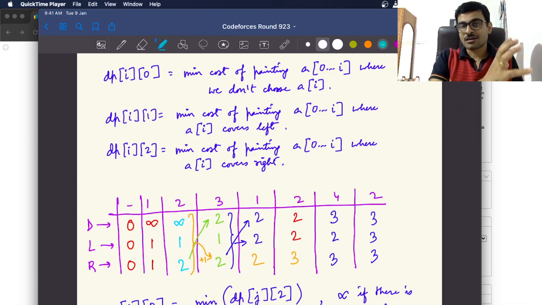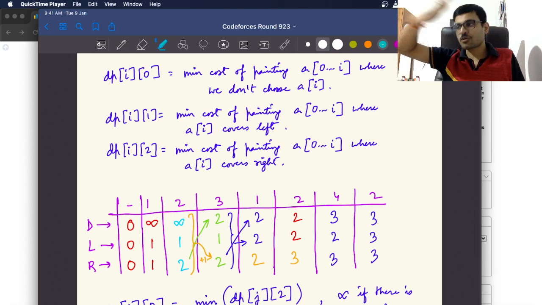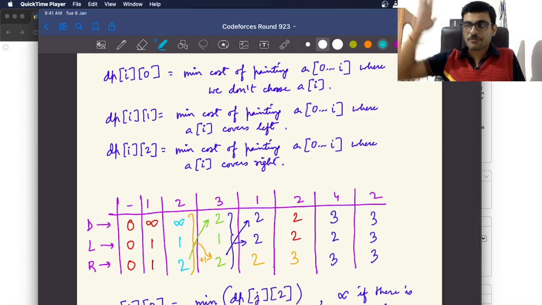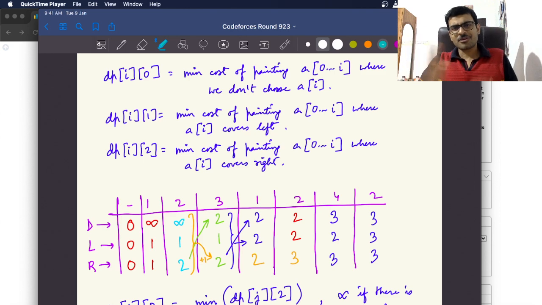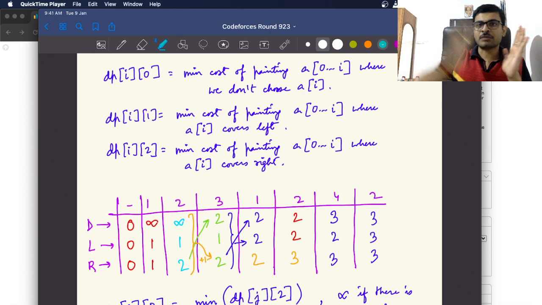So these are names of approaches: bottom-up approach and top-down approach. Our final goal is basically dp of n, or dp of n minus 1, whatever. We have to cover all the elements. So that is our final goal, dp n. And our initial part is dp 0. That is where we are starting from. So we have to reach dp n from dp 0.